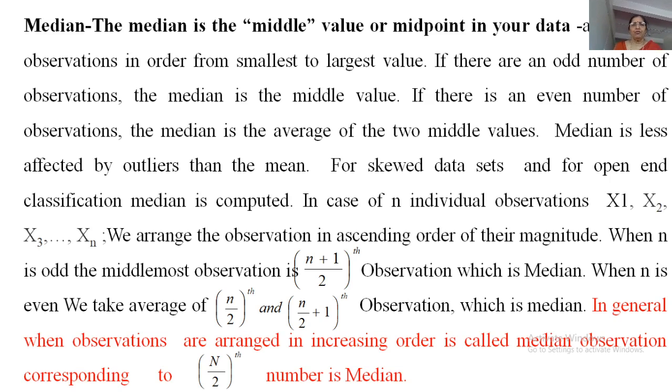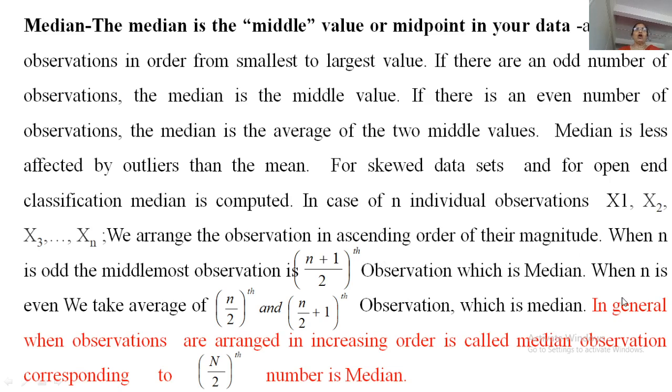Now when you consider median, one has to arrange the observations in a particular order, that is either ascending order or descending order, and you have to consider the middlemost observation. Now suppose we have n individual observations, say x1, x2, up to xn, then my first step is you first arrange the observations in order of their magnitude.